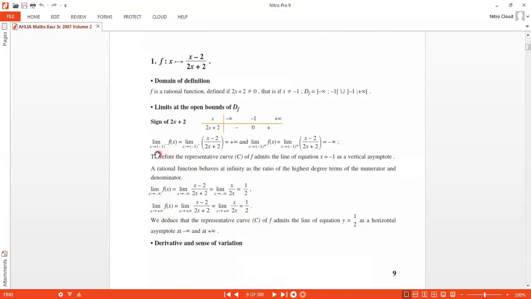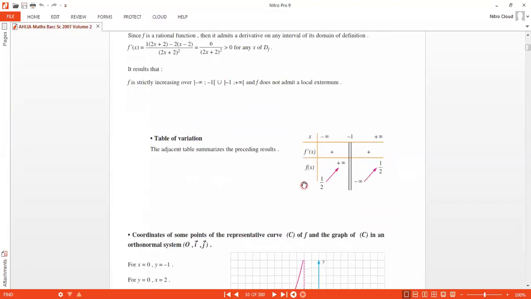Also, we have to find the limits when x tends to minus 1 from the left and minus 1 from the right. So we have when x tends to minus 1 minus, plus infinity, and when x tends to minus 1 plus, minus infinity. Here plus infinity and here minus infinity. So we have x equals minus 1 is a vertical asymptote.